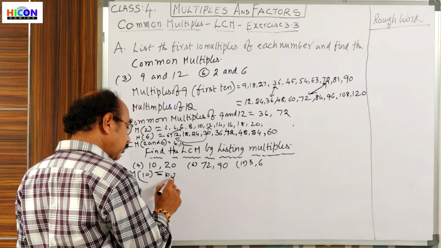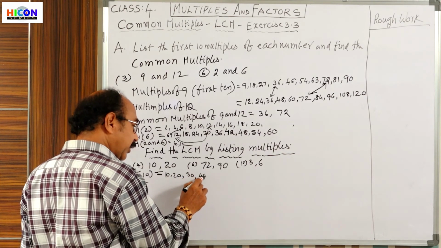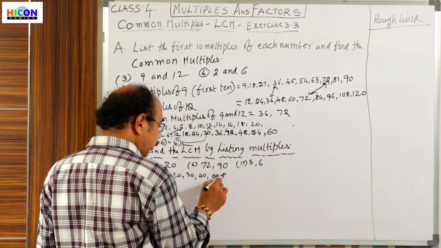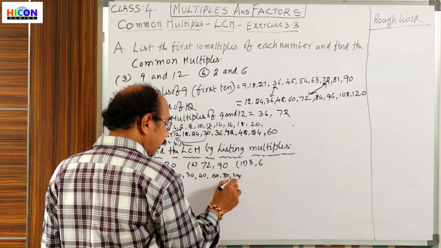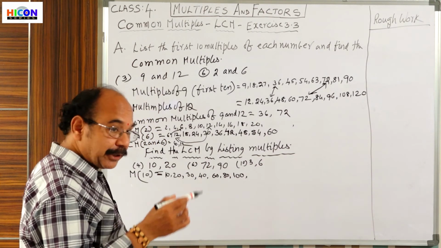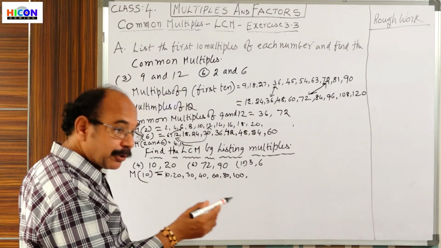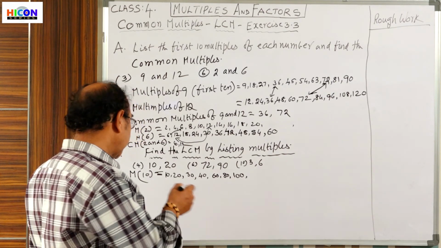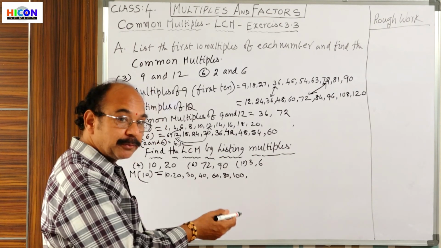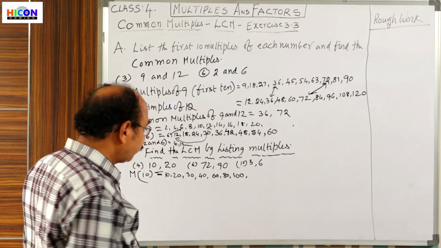10 ones are 10, 10 twos are 20, 10 threes are 30, 10 fours are 40. Next one, what? 60, 80, 100. Just by adding 20 to the before number, we can continue. If you want to get the next number, simply add 20 to the before number.